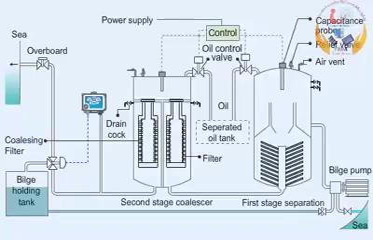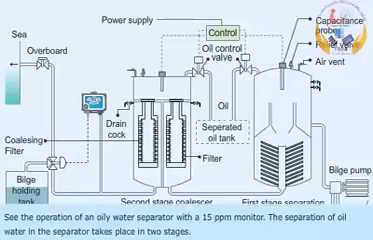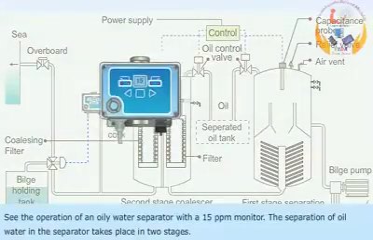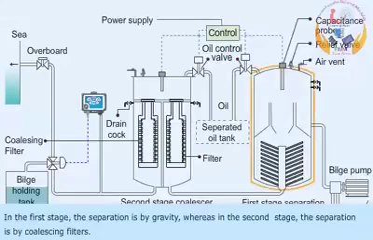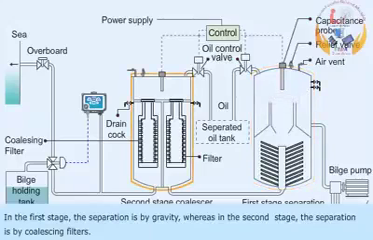Oily water separator. See the operation of an oily water separator with a 15 ppm monitor. The separation of oil and water in the separator takes place in two stages. In the first stage, the separation is by gravity, whereas in the second stage, the separation is by coalescing filters.